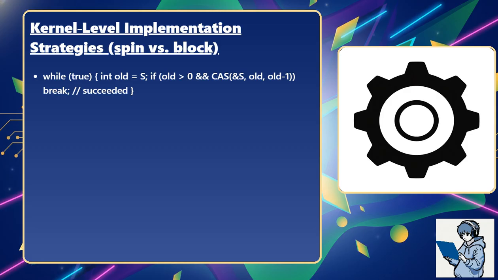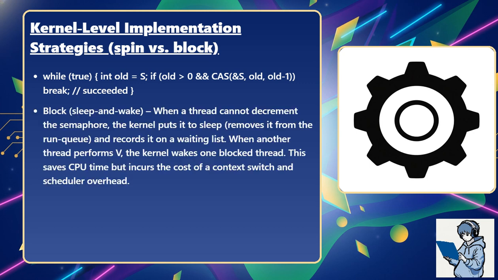If (old > 0 && CAS(&S, old, old - 1)) break; }. Block, sleep and wake: when a thread cannot decrement the semaphore, the kernel puts it to sleep, removes it from the run queue and records it on a waiting list. When another thread performs V, the kernel wakes one blocked thread. This saves CPU time but incurs the cost of a context switch and scheduler overhead.